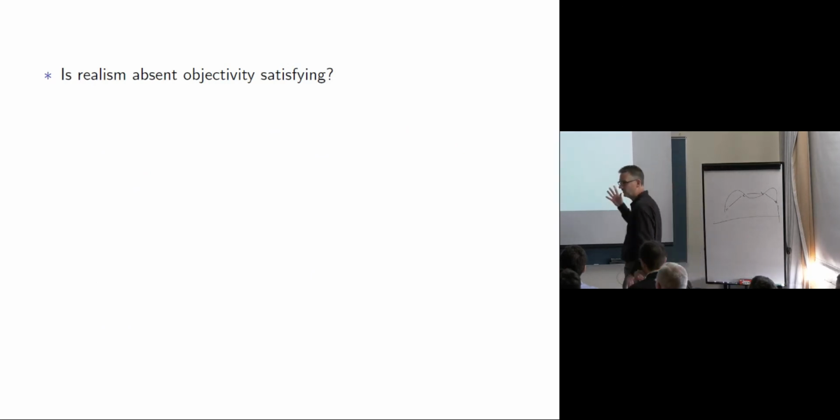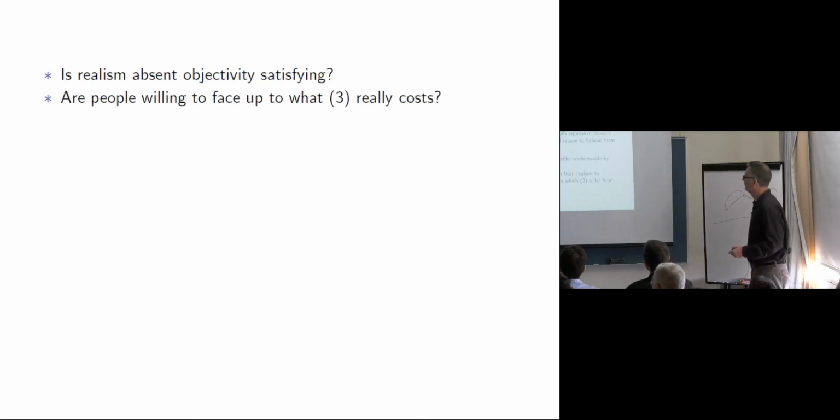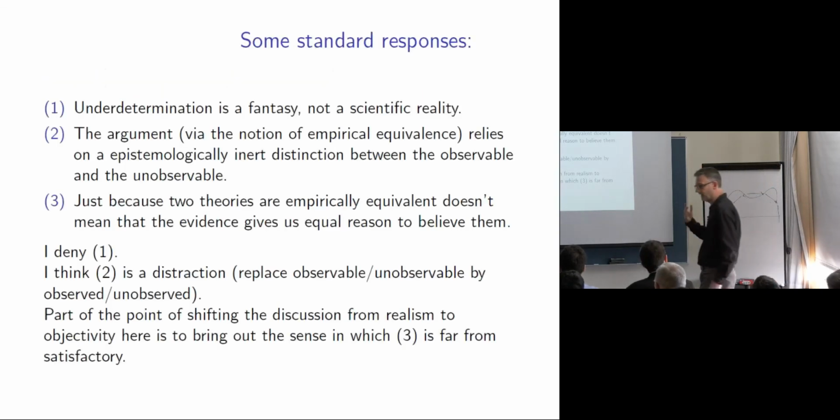So think about it this way, like think about the real cost of three. So remember what three said. Just because two theories are empirically equivalent doesn't mean that the evidence gives us equal reason to believe them. Right? So the key notion here is evidence.